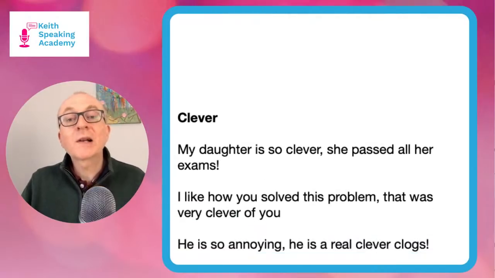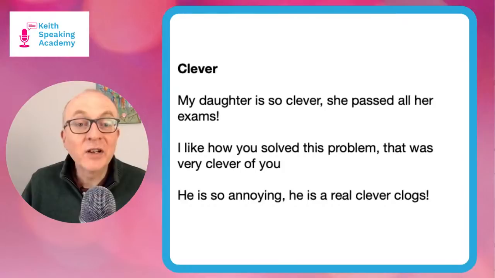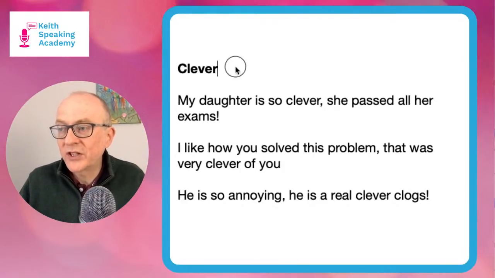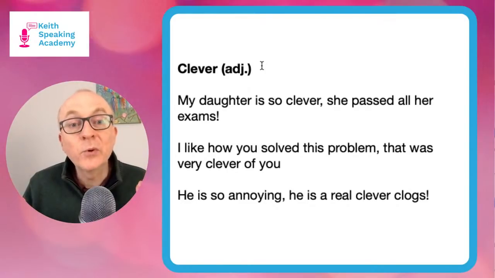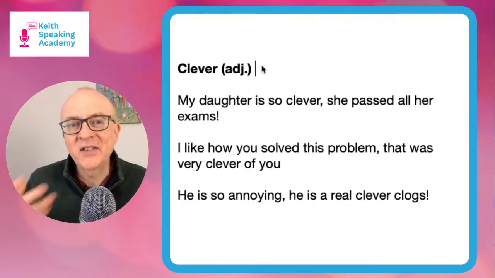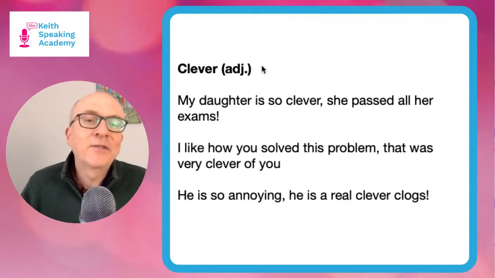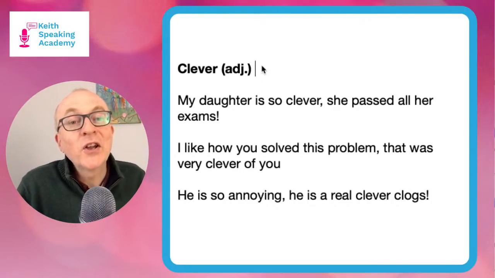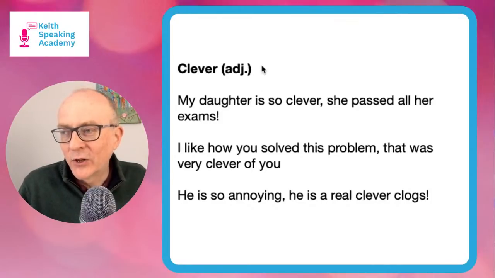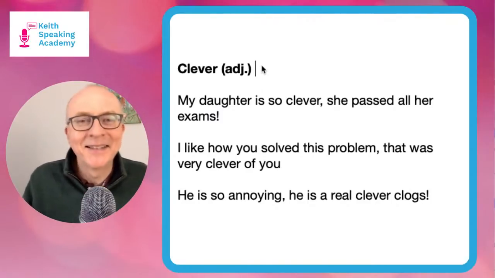We've got other words. Clever, right? Clever has some interesting usage. So clever is an adjective. Let's make this crystal clear. It's an adjective. We can talk about clever people, clever ideas, clever things. It can be used much more widely. For example, my daughter, of course I would say this: my daughter is so clever, she passed all her exams. Gosh, a doting father. I think fathers around the world are like this, right? My daughter this, my daughter that.